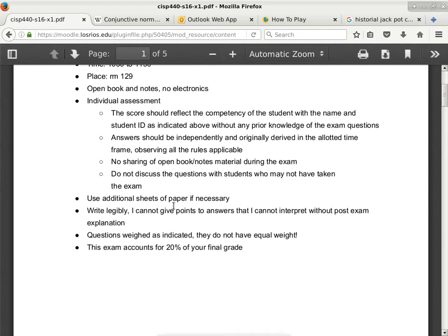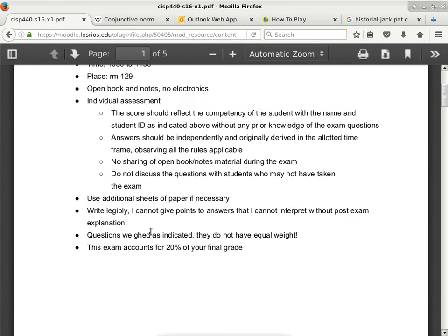Use additional sheets of paper if that is necessary. Okay, so I would like you guys to bring additional paper, just binder paper is fine, blank paper is fine, just some additional sheets of paper, just so that if you need some additional space, you have the room to write it and I can staple everything together. Because these are all open-ended questions, so you need to write in a legible way because, if I cannot read the answer, I cannot give you points. So you got to make sure it is legible.